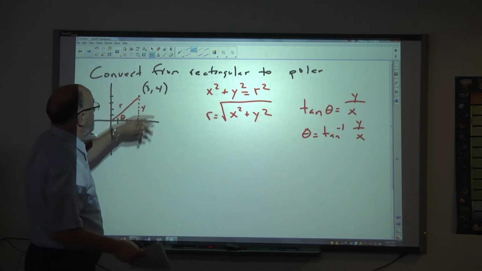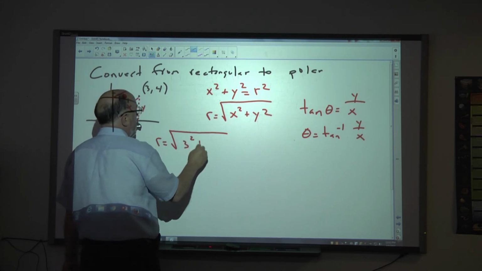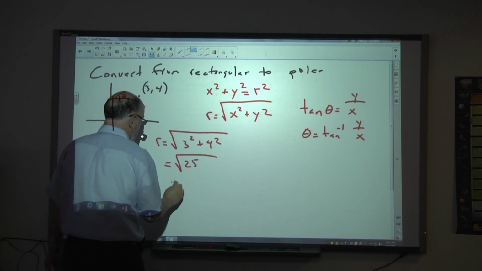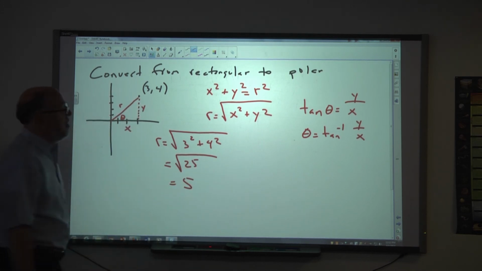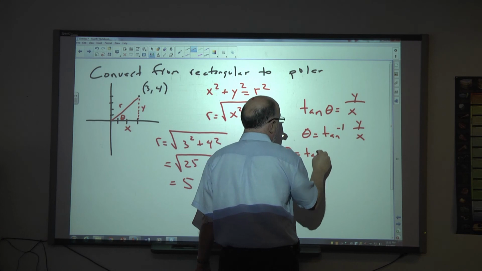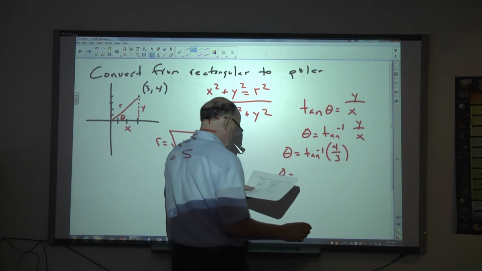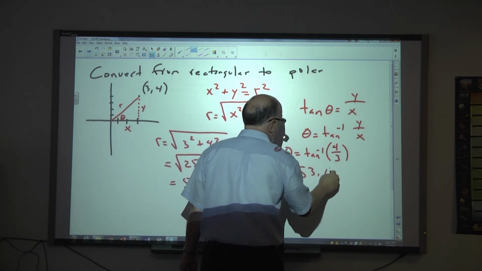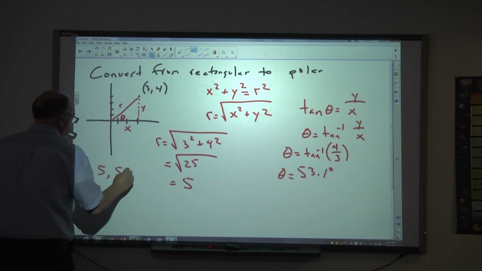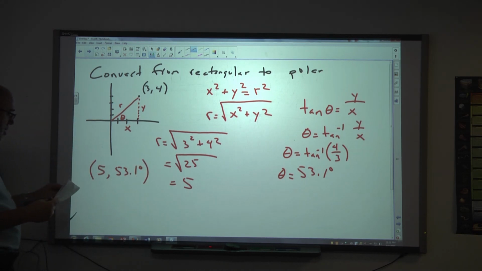So let's do that in terms of this particular point. r is going to be the square root of 3 squared plus 4 squared. So this is going to be the square root of 25, and so r is going to be 5. And then theta is going to be the inverse tangent of 4 over 3. And so my angle here comes out to be 53.1 degrees. And so my point would be 5, 53.1 degrees. And that would be the corresponding point in polar form.